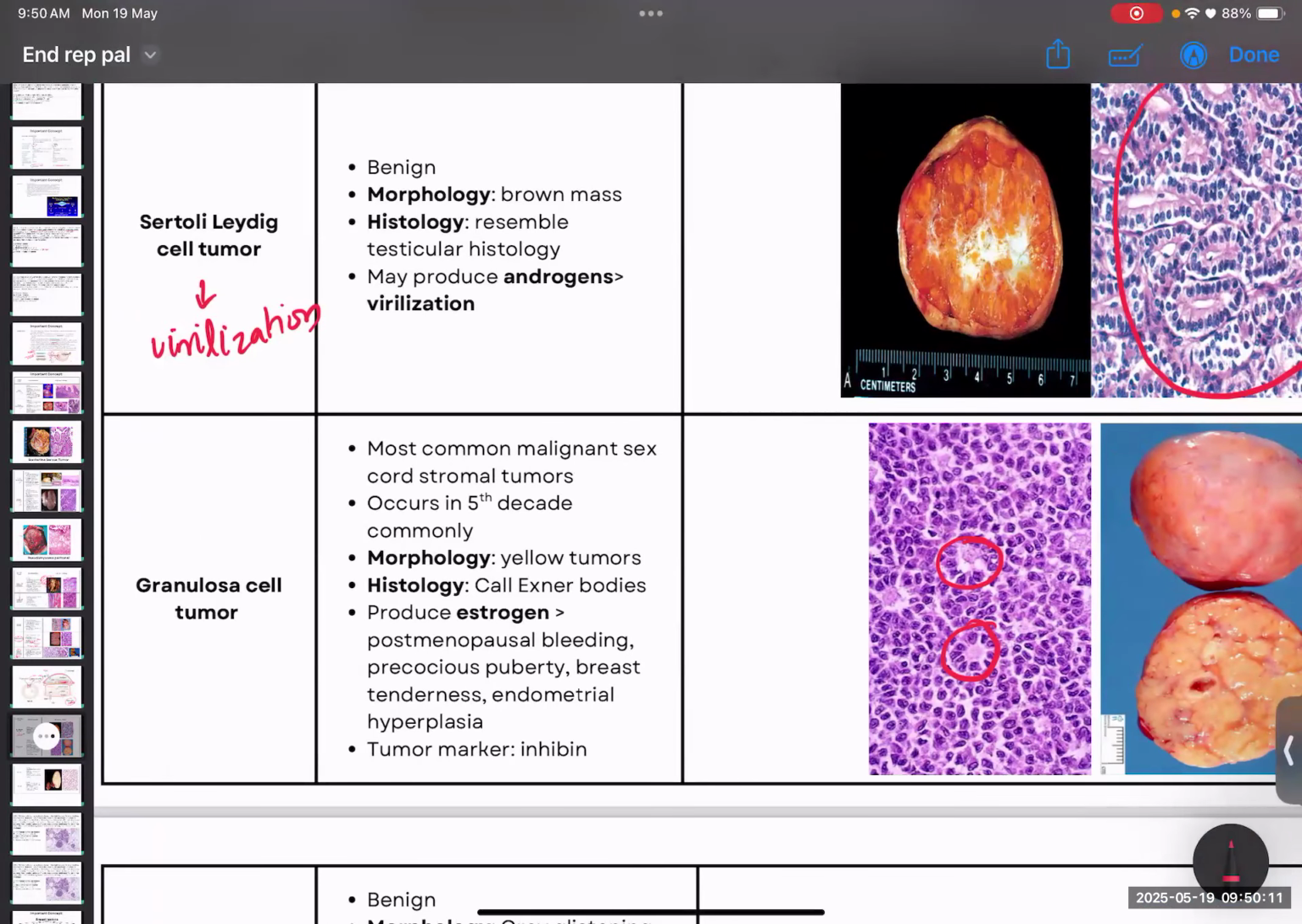So usually in postmenopausal women, like I've mentioned for like the 5th time, you're going to have abnormal uterine bleeding because of endometrial hyperplasia. In girls who are young, they'll reach puberty early, so precocious puberty. You'll have breast tenderness and things of that sort. Tumor markers are listed here.